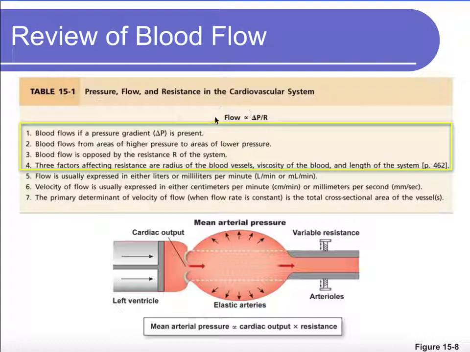Okay, so let's review blood flow. Blood flow is directly proportional to the change in pressure, and it's inversely proportional to resistance. So blood, remember, will always flow from an area of high pressure to an area of low pressure, and it flows down the pressure gradient. If there's no difference in pressure, blood will not flow. And blood flow is opposed by resistance. And resistance is determined by things like the radius of your blood vessel, the viscosity of your blood, and the length of the entire system.